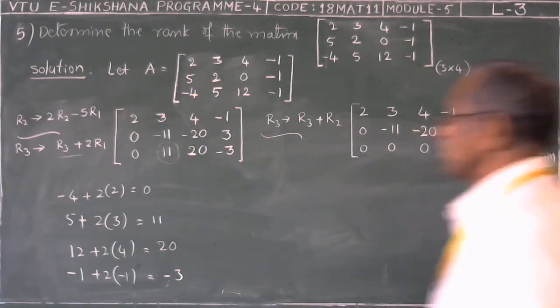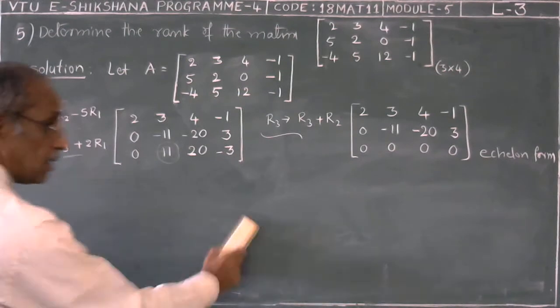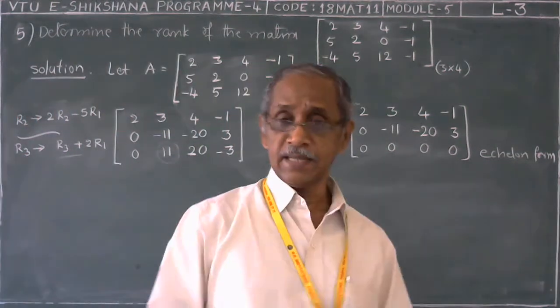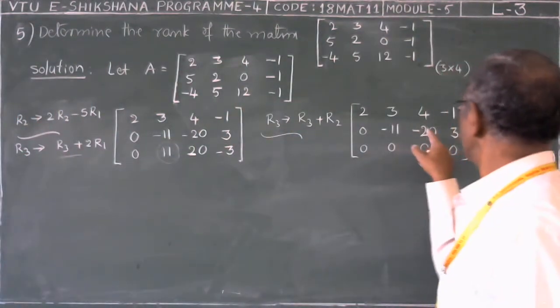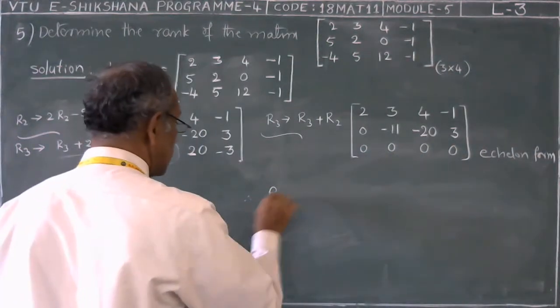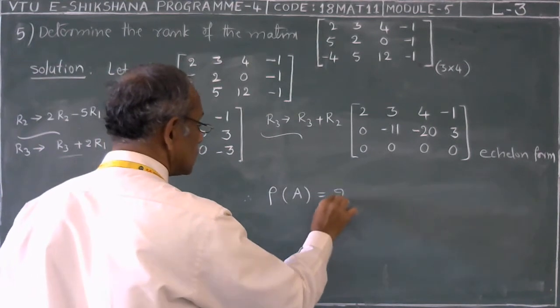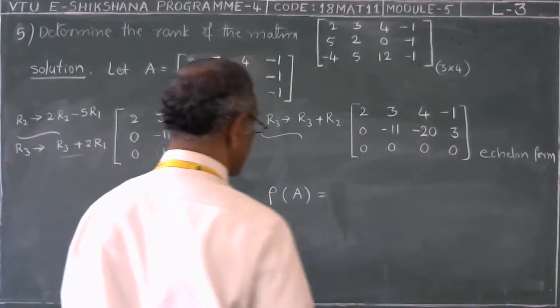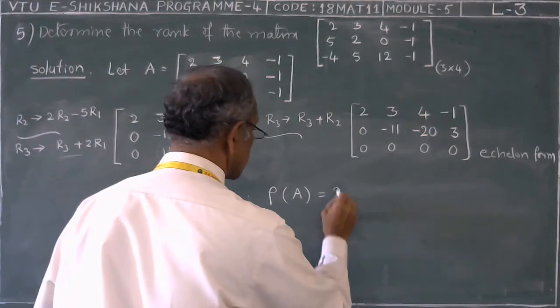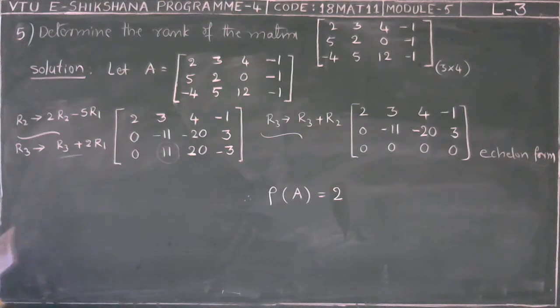Therefore, the rank of the matrix A is the number of non-zero rows in its echelon form, which is 1, 2. So the rank of the matrix is 2. Therefore, the rank of matrix A is 2.